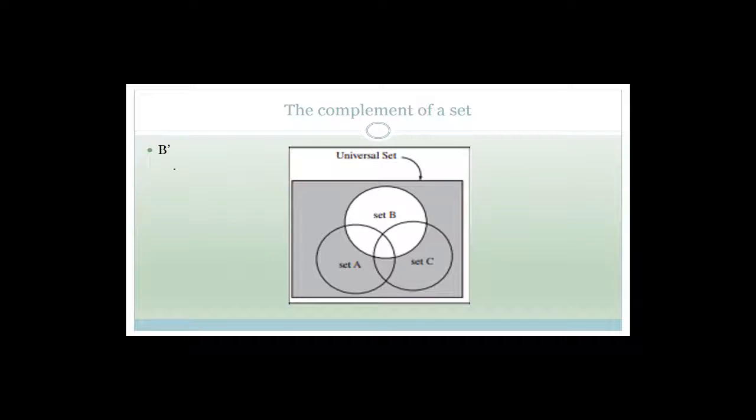The complement of the set is also indicated by B dashed, okay? So in other words, what that means is not B, okay? So in this case, we've got the universal set, which includes everything, and then we've got not B, which excludes everything to do with B. Okay, so in other words, this bit here, all of this, including the bits where set A and set C overlap, are not included.